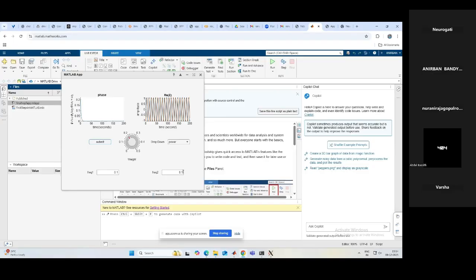But see, if we increase the frequency from 0.1 to 0.5 and submit, it's still a steady state phase difference after some time. Even if we increase from 0.5 to 1, see after some time it captures the steady state phase difference. To see how the steady state phase difference occurs in different kinds of strength, go to different strength.